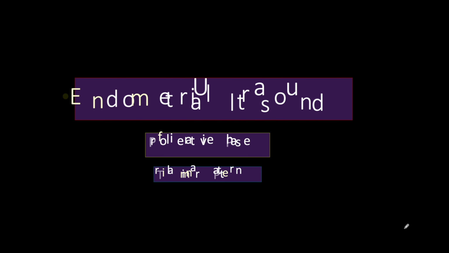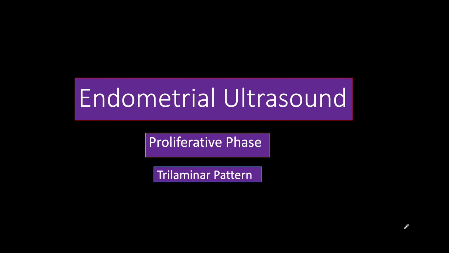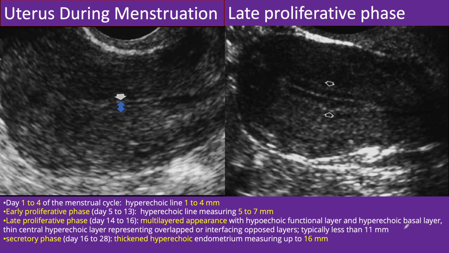Section 3. Proliferative phase, the trilaminar pattern. Now, in this second image, you'll notice 3 echogenic lines in the center. This classic trilaminar pattern appears during the late proliferative phase. The outer 2 bright lines are the basal layer. The inner hypoechoic areas represent the functional layer. The central echogenic line is formed by the opposed inner layers of the endometrium.